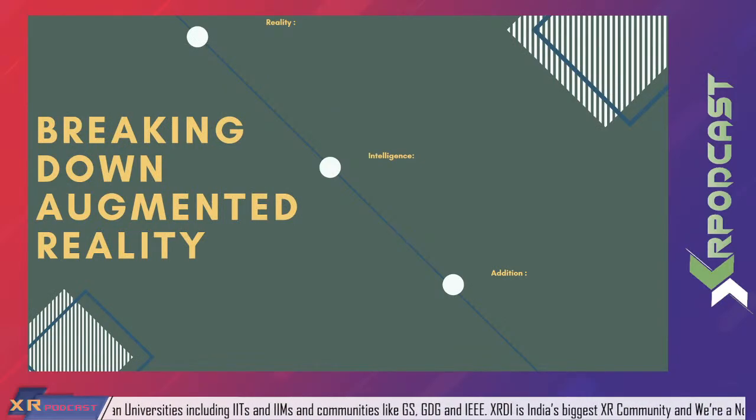Now let's talk about augmented reality. There are really three parts of augmented reality, which means augmented reality is constructed of three things. One is reality, second is intelligence, and the third is addition, or you can say augmentation.